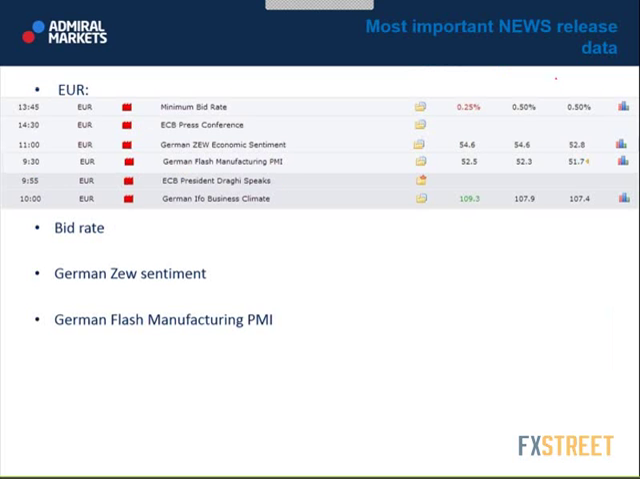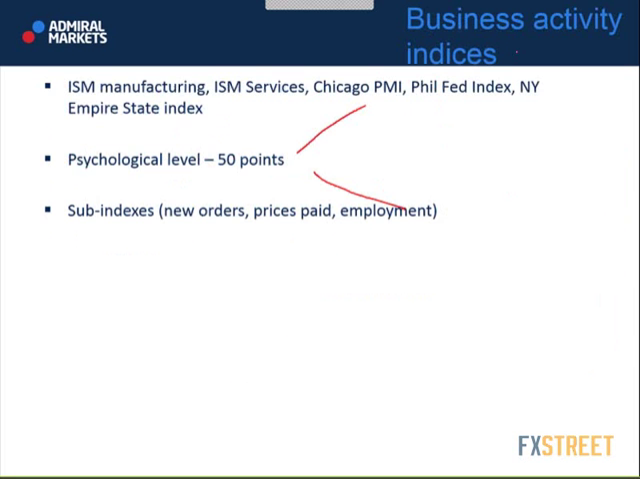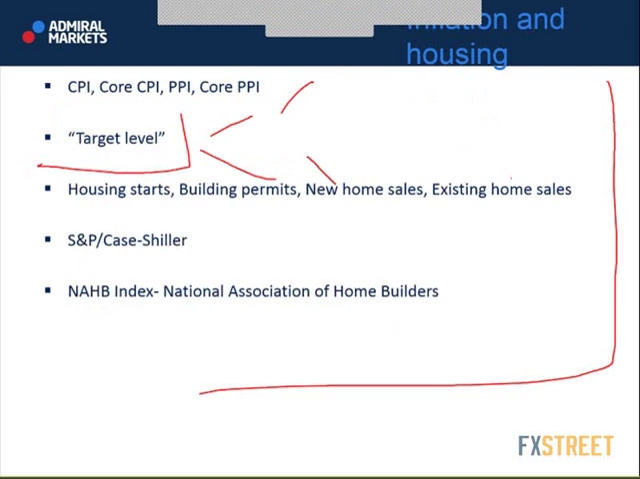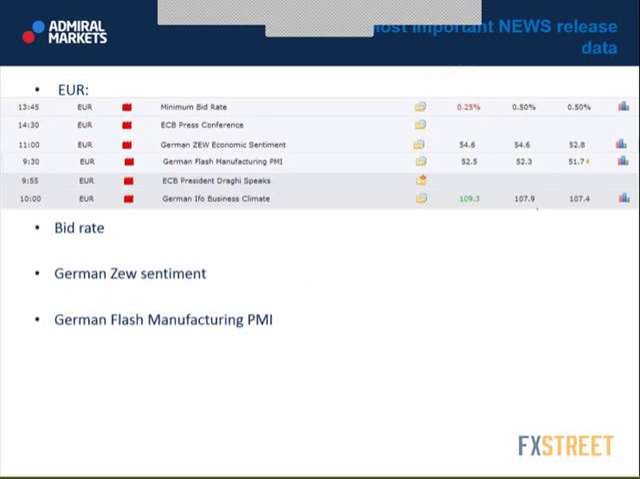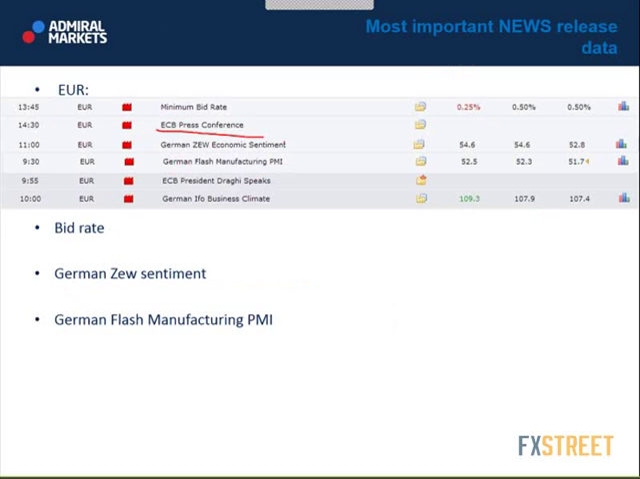So usually, the most important news release data can be found on all of these indices, which I have been talking about today and have divided into these slides. Euro: minimum bid rate, ECB press conference, ZEW economic sentiment, PMI, ECB governor speech, IFO business climate. It tends to have an immediate impact on the euro basket.